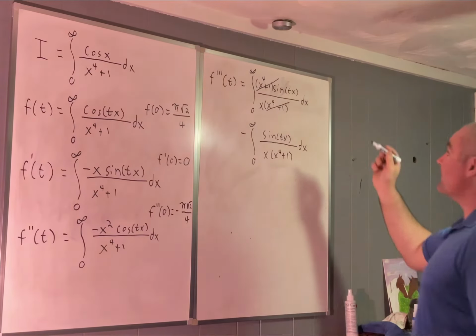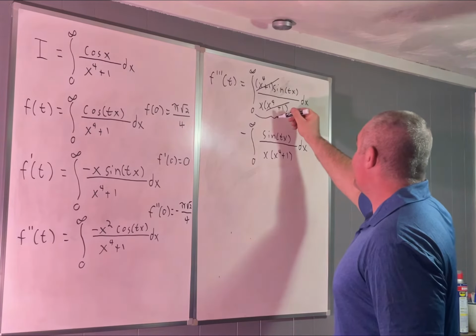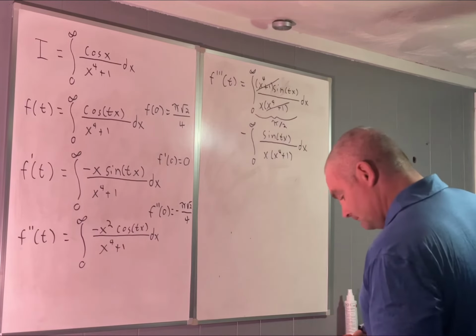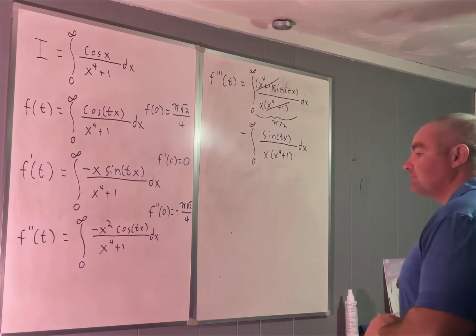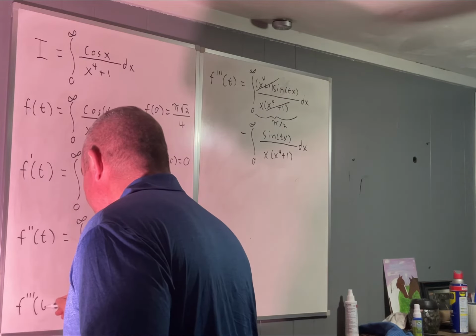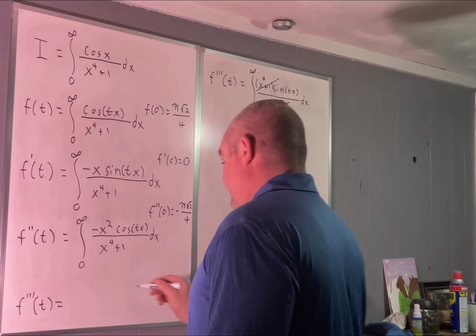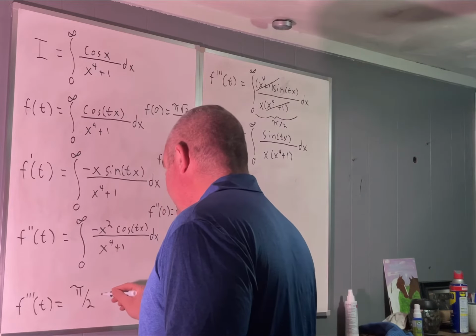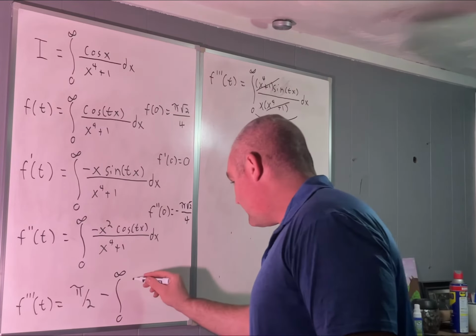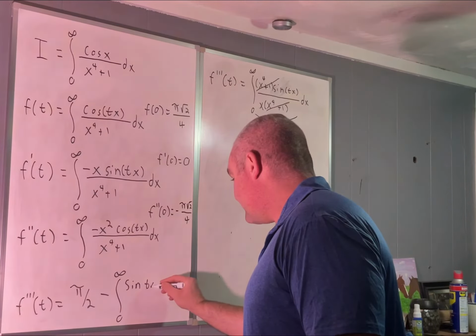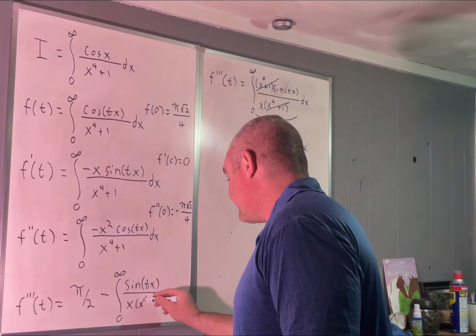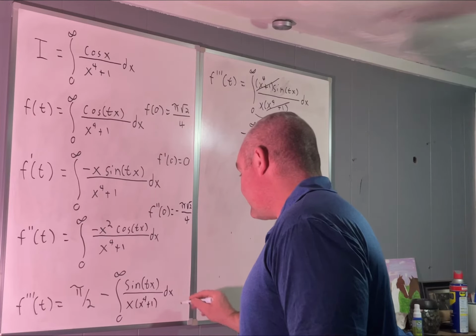tx over x, which is famously pi over 2. So we're left with f triple prime of t being equal to pi over 2 minus the integral from 0 to infinity of sine tx over x times x to the 4th plus 1 dx.